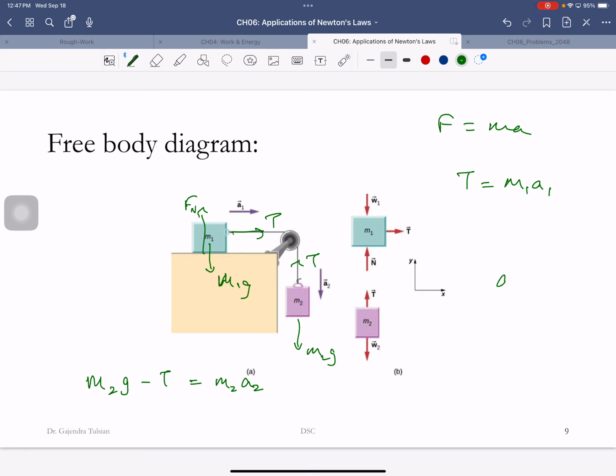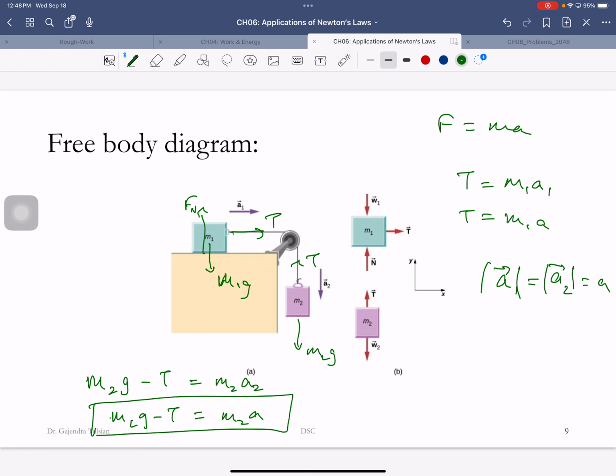And since the magnitudes of A1 and A2 are the same, we'll call it A. Tension is M1A, okay? That's the magnitude. M2G minus tension is M2A, okay? So there are the two equations for two objects. So if your system has 10 objects, you'll get 10 equations for the 10 objects. Okay.